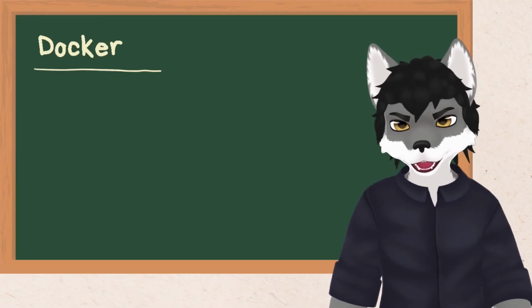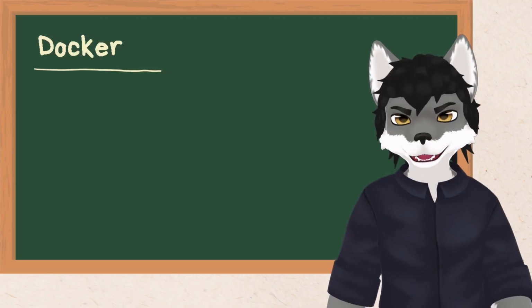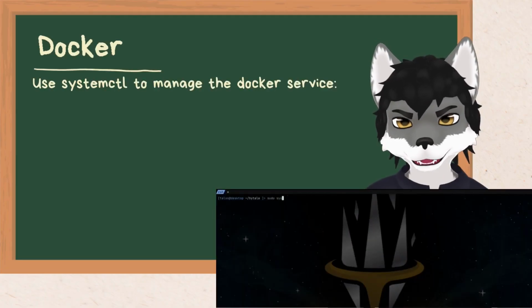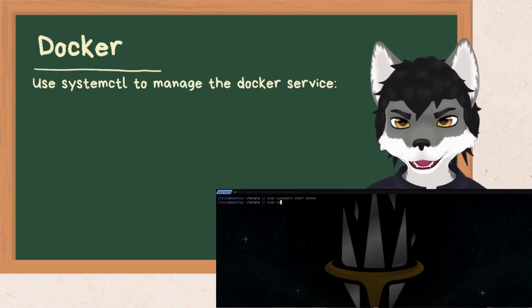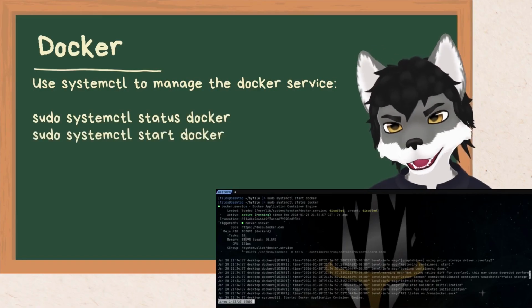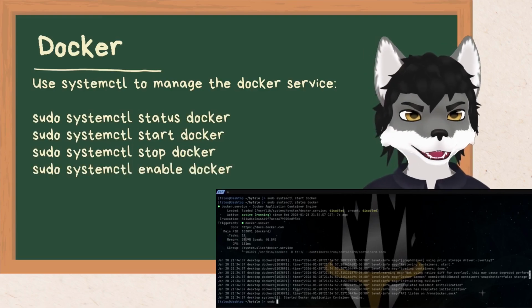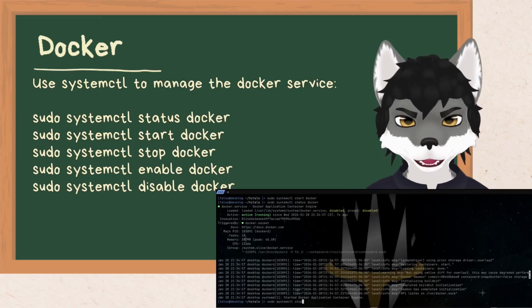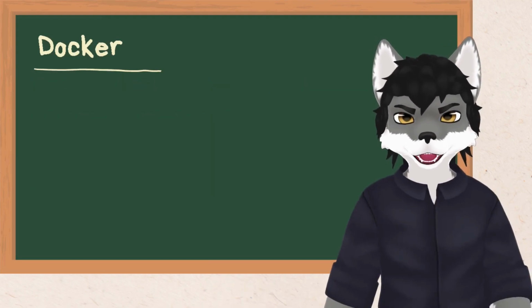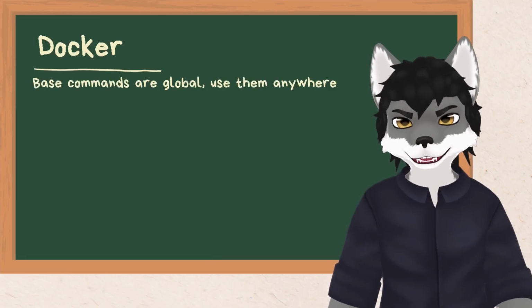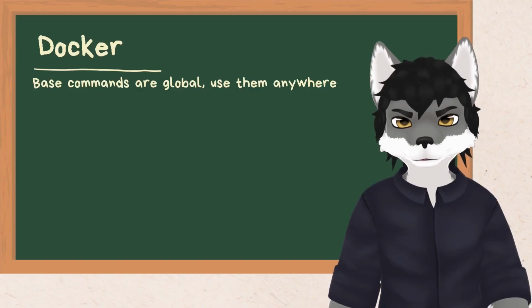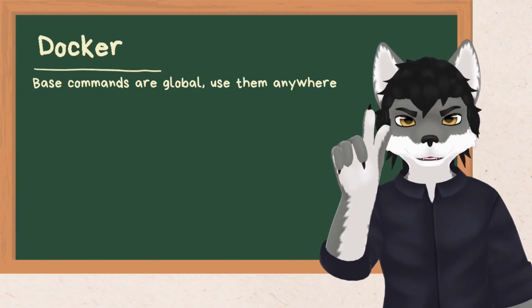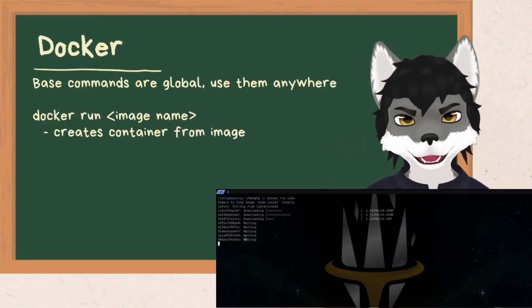First, to do anything with Docker, the Docker service must be running. In systemd based distros, we use systemctl like we saw before. Status, start, stop, enable, disable, all of these work. Now, for usage. Docker base commands are global, so you can run them from anywhere in your system. The first command, docker run, we already saw this one.